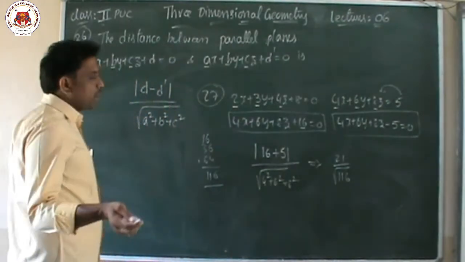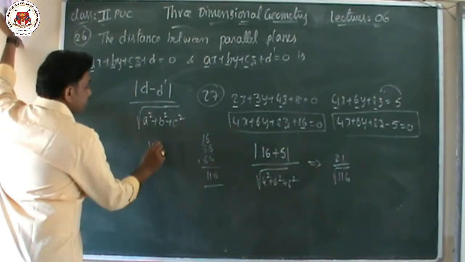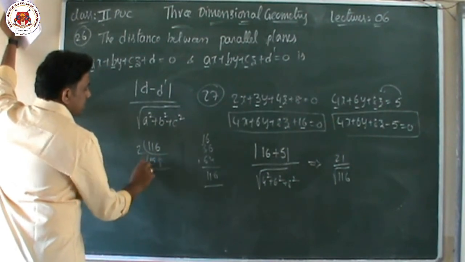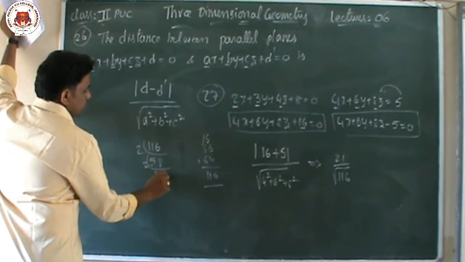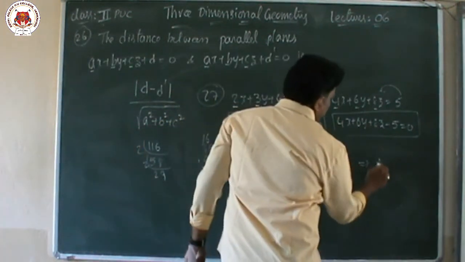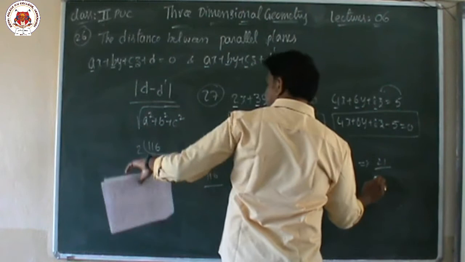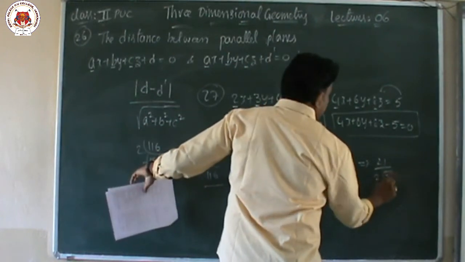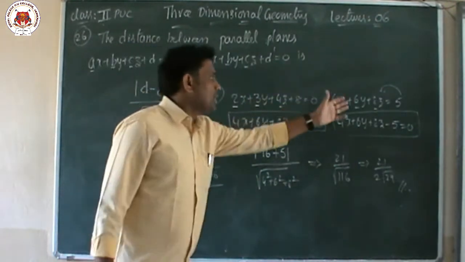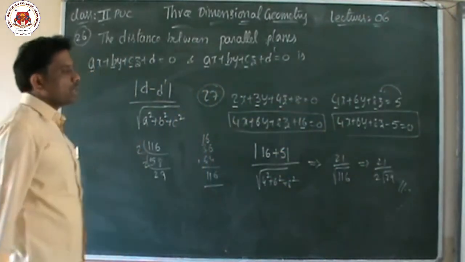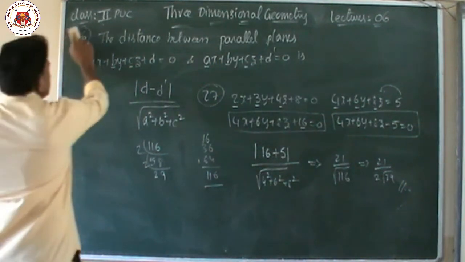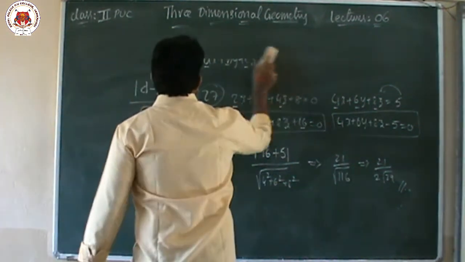If it is possible, you can simplify it also. I will check with the 2 table: 2 fives are 10, 2 twenty-nines are 58, so 116 is 4 times 29. That means we can simplify the value, and instead of 4 we can write 2, so the square root of 116 is 2 root 29. So what is the distance between these two parallel planes? The answer is 21 by 2 root 29. In this manner we will find it. Now I go to the next question.